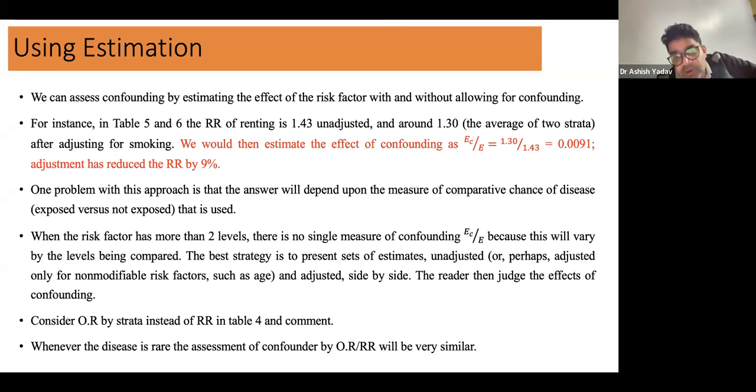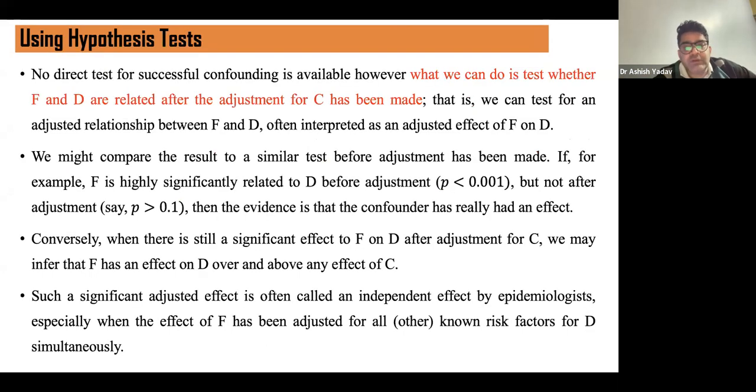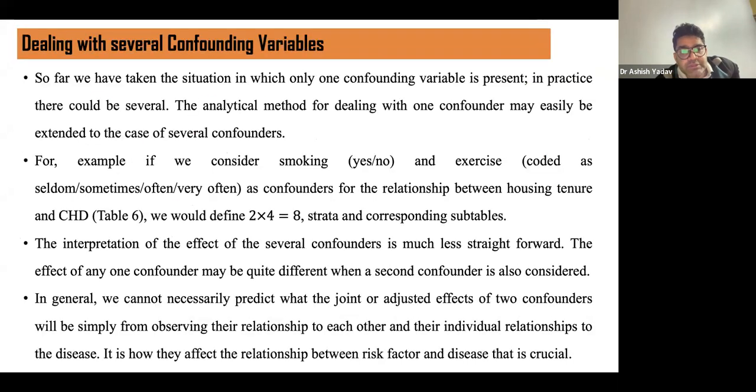Similarly, you can find out the confounding effect in the first two tables also using this estimation method. Now, another method for finding out the confounding effect is given by Mantel and Haenszel. So we are going to that estimation directly.